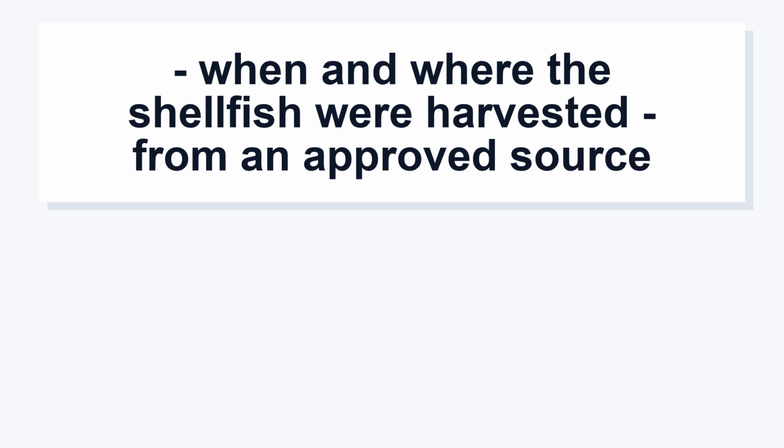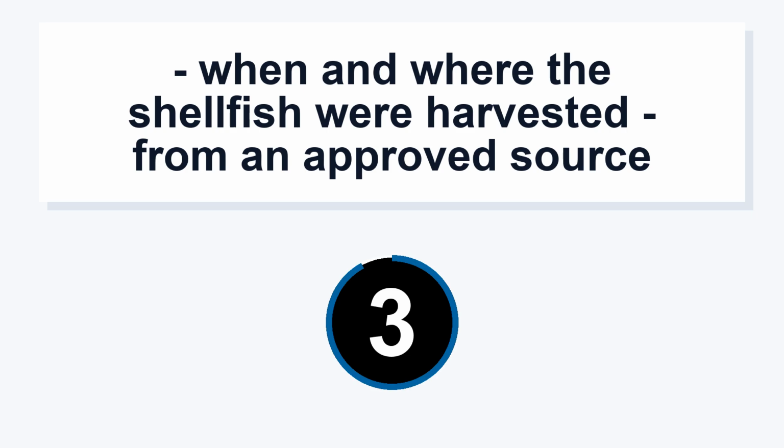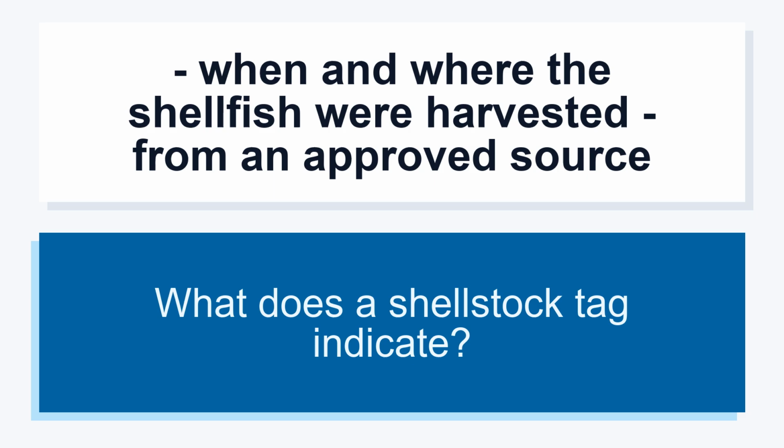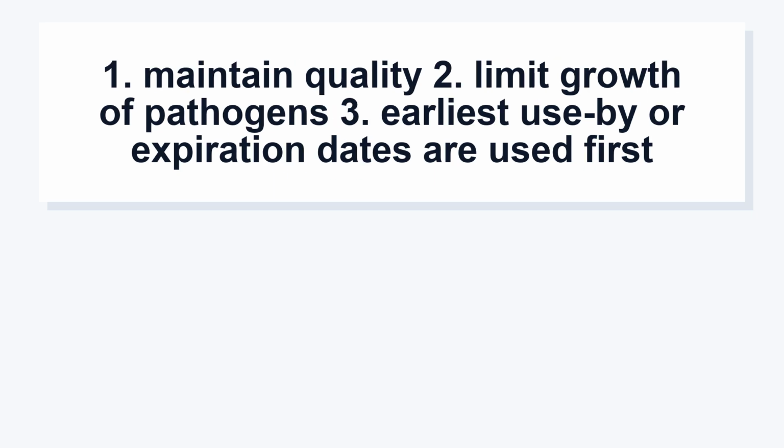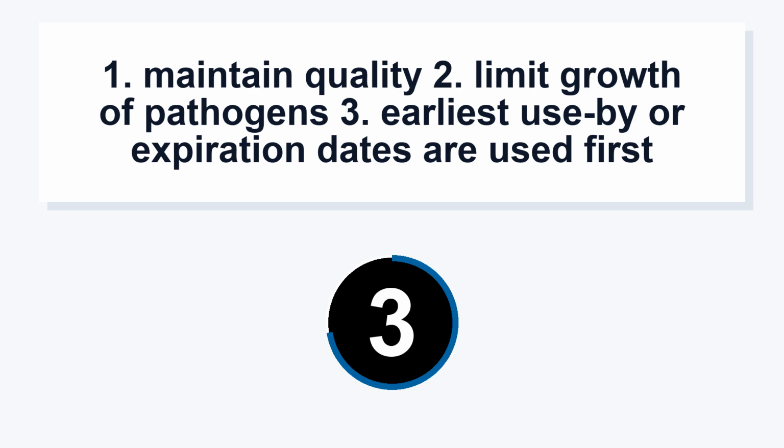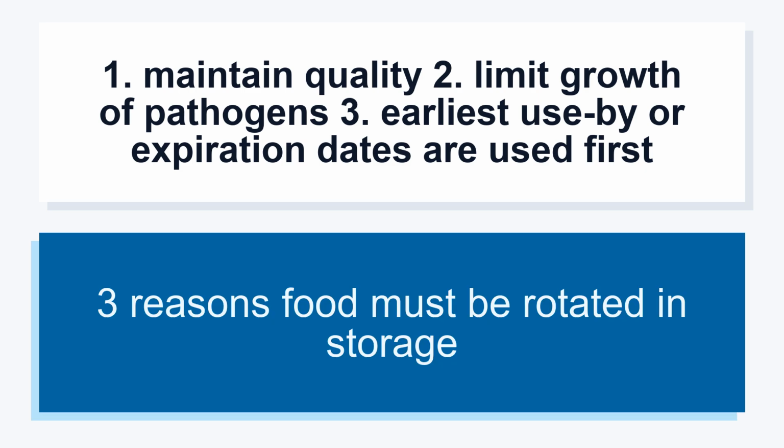When and where the shellfish were harvested from an approved source. What does a shellstock tag indicate? 1. Maintain quality. 2. Limit growth of pathogens. 3. Earliest use by or expiration dates are used first. 3 reasons food must be rotated in storage.